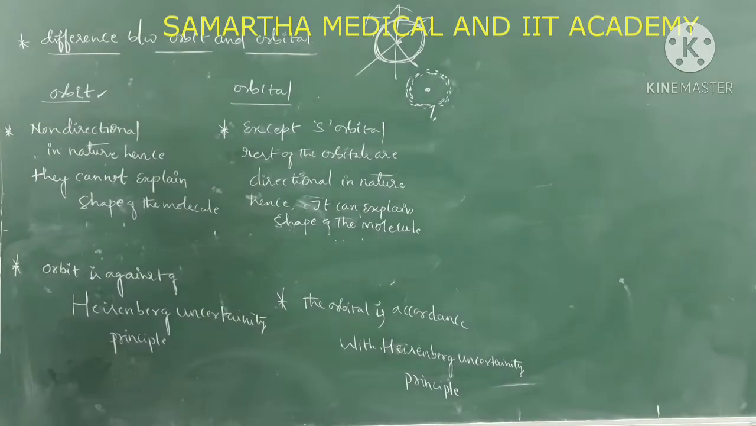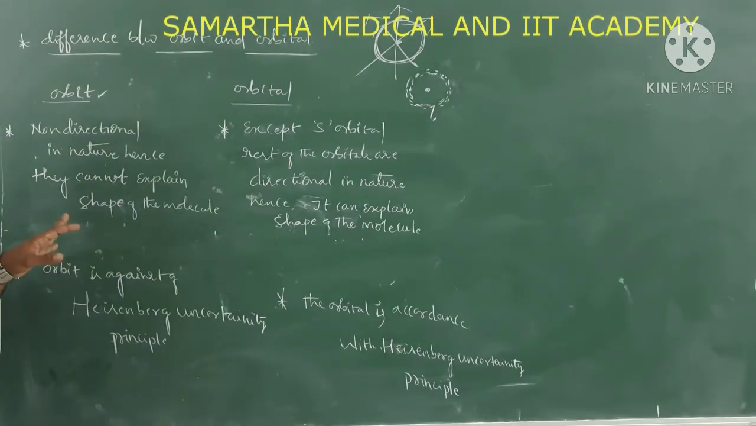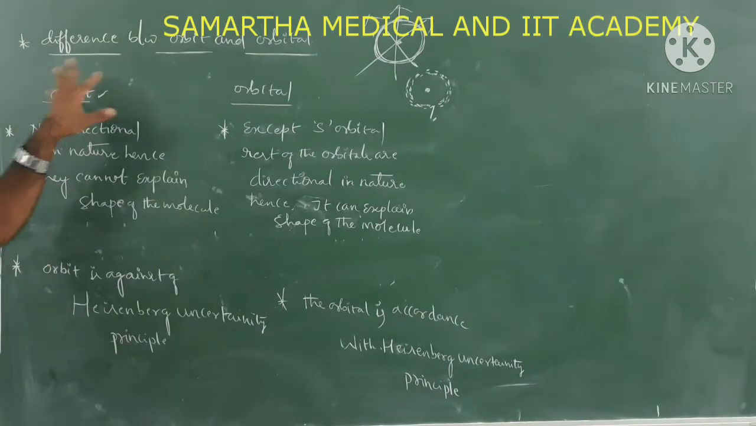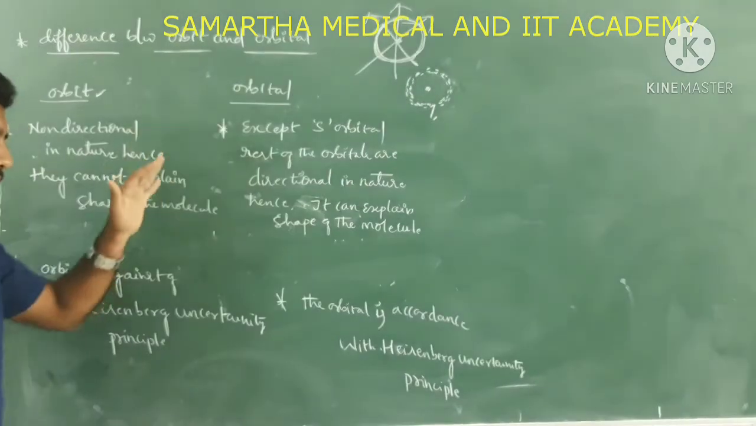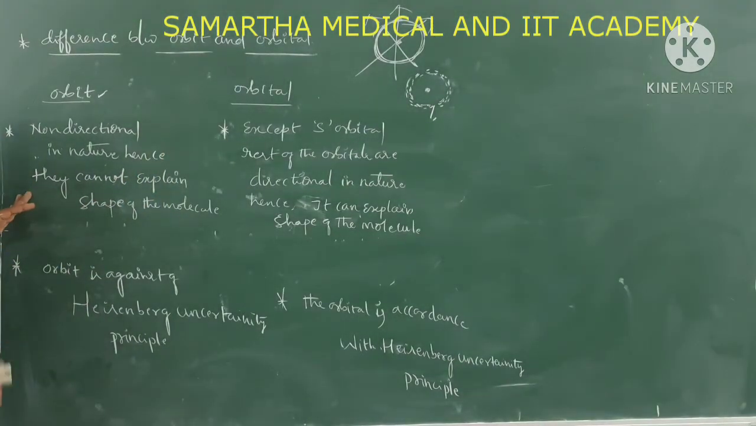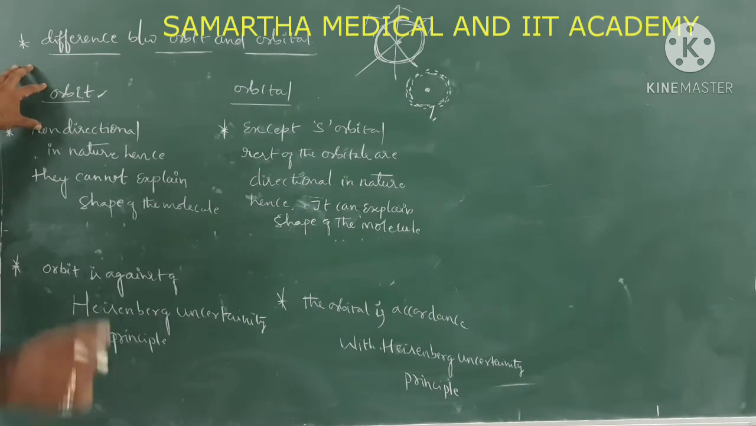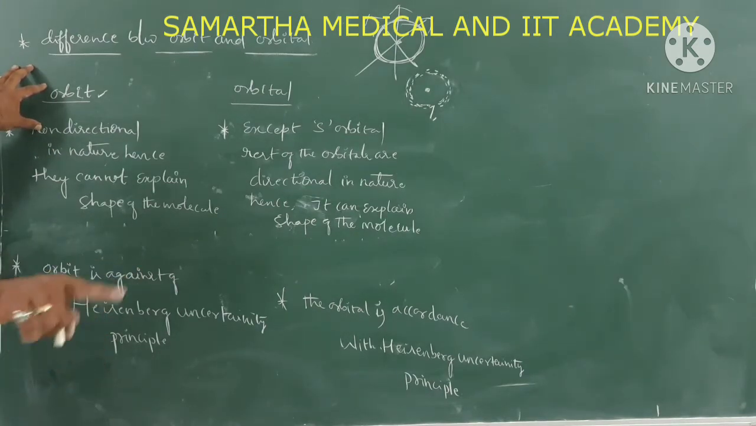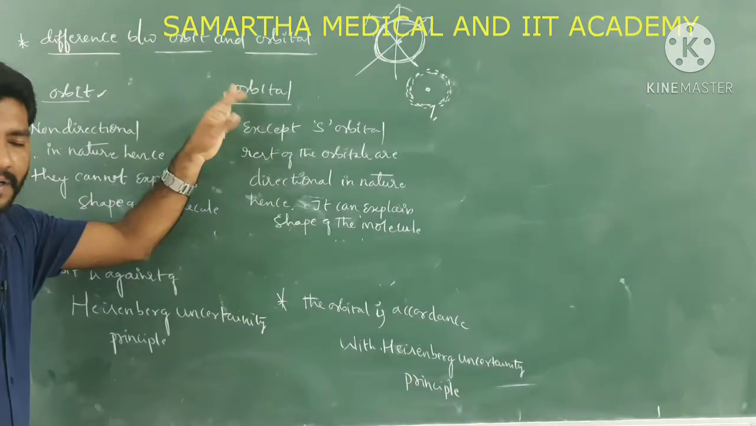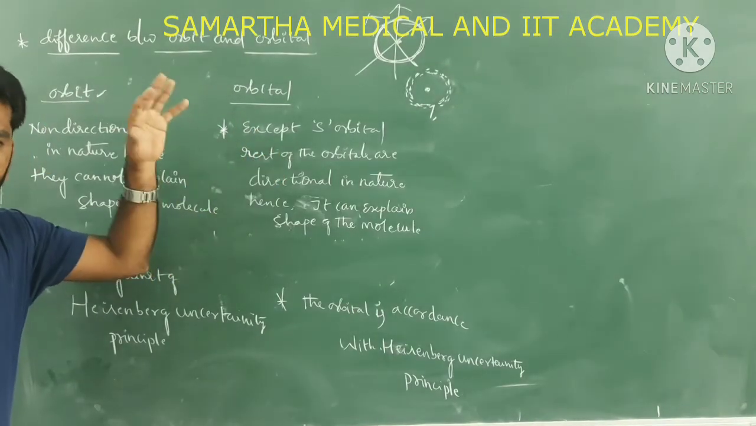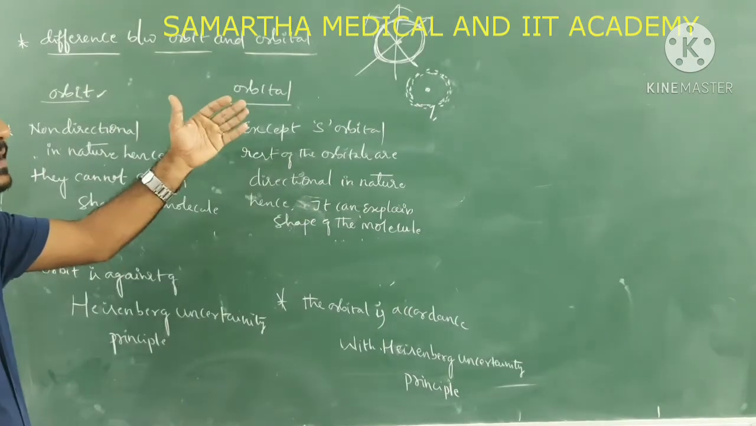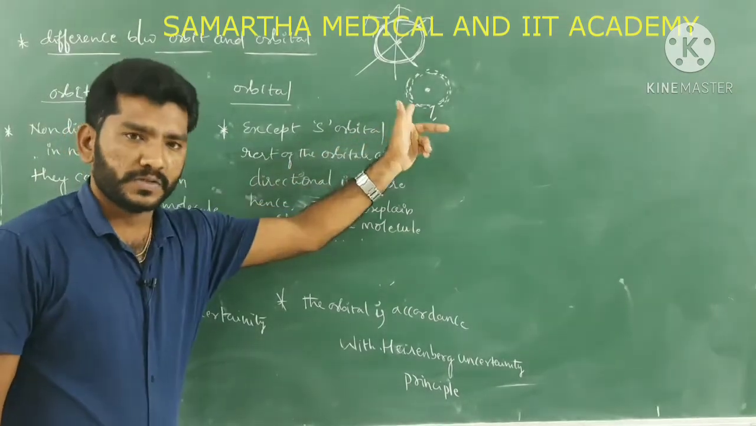Yes guys, so these are the major important differences between orbit and orbital. Okay, so let's take down the very first difference between orbit and orbital. Orbit is nothing but a circular path present around the nucleus where the electron is going to revolve, and orbital is nothing but a region or a space present around the nucleus where the probability of finding the electron is maximum.